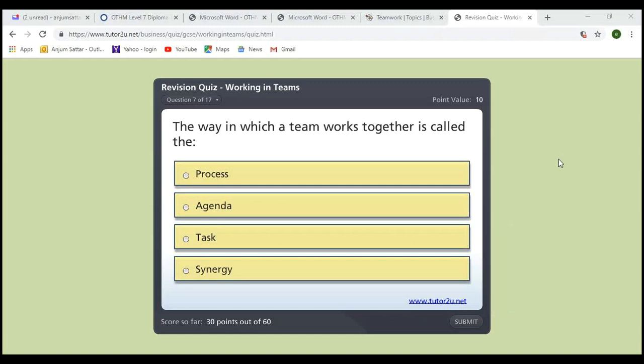Okay, so we'll go through. The way in which the team work together is called? We learn in accounts, in management we call 2 plus 2 makes 5, not 4. In accounts we call 2 plus 2 makes 4. Yes. So what word do we think? If you want to achieve the team objective, we need synergy. Synergy.